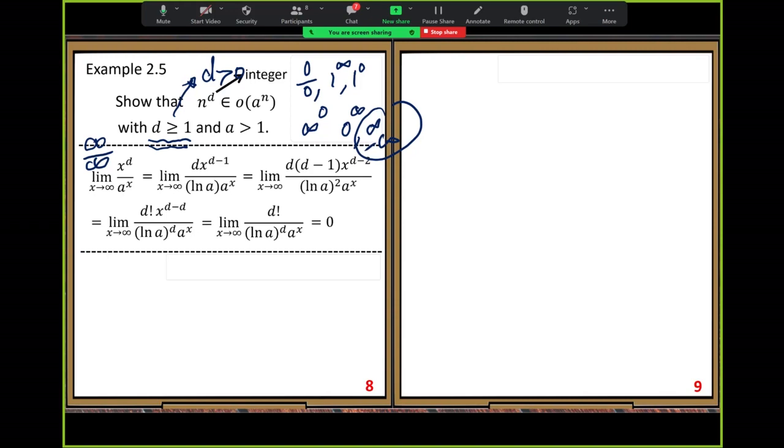D is any positive number, not necessarily an integer. This time, if I remove the integer assumption, the question is, how do we prove it? This time the proof should be different. So how do we handle that difference?